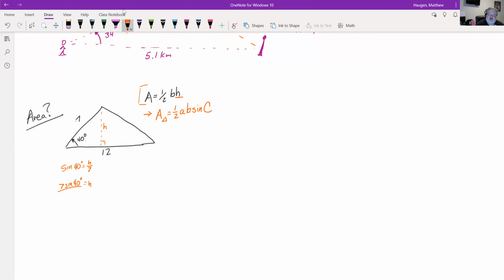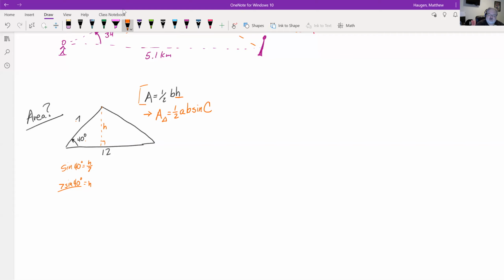So we want to find the area of this triangle. All right, area of the triangle: 1/2 times 7 times 12 times the sine of that angle between them. And that'll give us a super accurate little area. 1/2 times 7 times 12 times the sine of the 40 degrees.